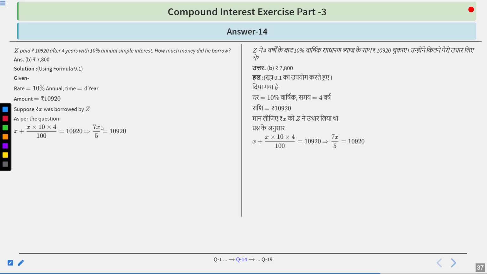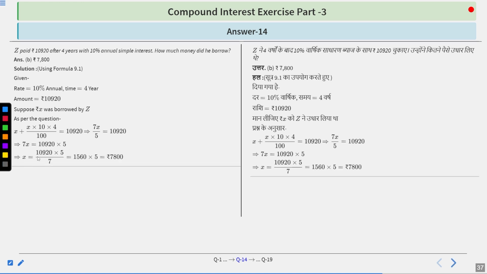So that becomes 7x upon 5 is equal to 10,920. Therefore, 7x is going to be equal to, this 5 will go to the right hand side and will be in the multiplication. So that is equal to 10,920 into 5. So the value of x is going to be 10,920 into 5 upon 7, that is 1560 into 5, that is rupees 7800. So option B, rupees 7800, is the correct answer.